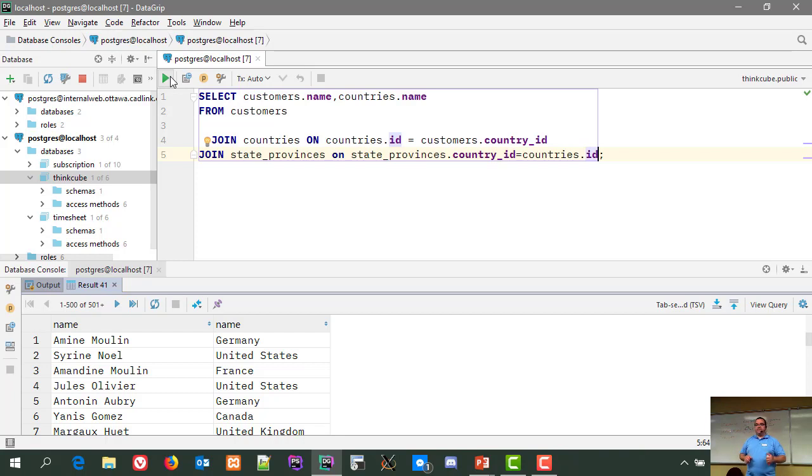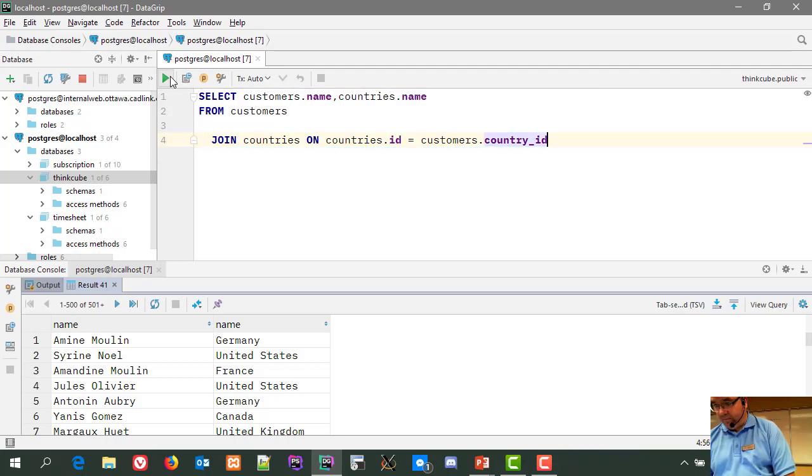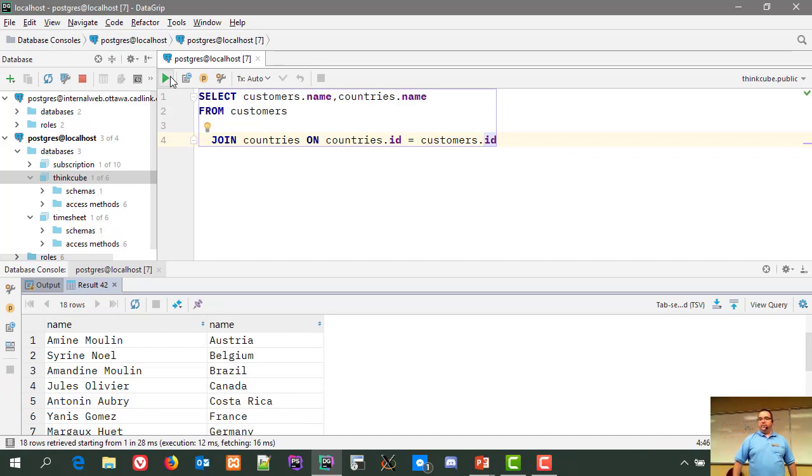Therefore, a common mistake I'll see is this. This is the most common mistake I see from students when they're learning how to do joins. This will work. It will run because they're both numbers. However, we're joining and we got how many? 18 rows instead of thousands.